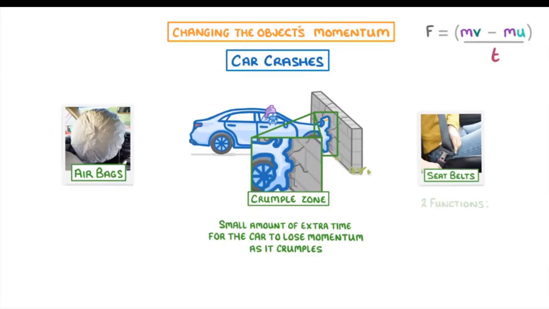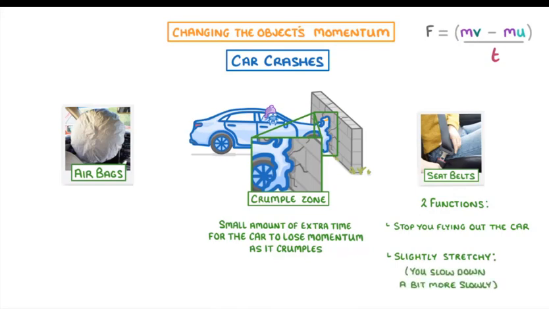Seat belts, meanwhile, have two functions. One is to stop you from physically flying out of the car as it stops, but the other is that they're slightly stretchy, so that you slow down a bit more slowly. And finally, airbags also act to help you lose momentum more slowly. This is because they're compressible like a pillow, unlike the hard dashboard or steering wheel that you might hit otherwise.